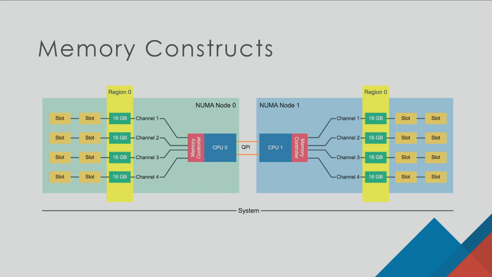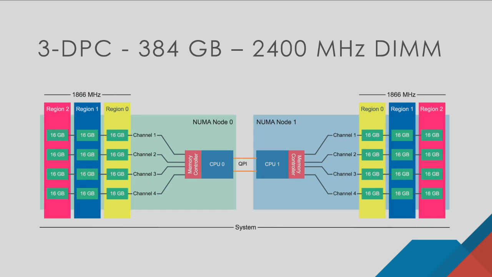bandwidth. Now, if you take 16 gig modules, which is the most popular one nowadays, and you want to make a 384 gig configuration, you're getting this. Now, the interesting part is that although you're buying 2400 megahertz DIMMs, you're not getting that bandwidth performance.